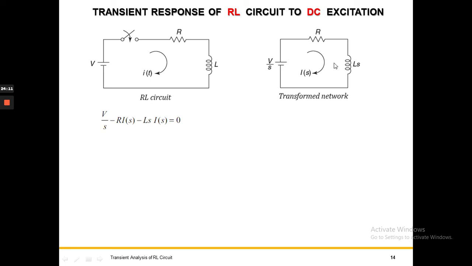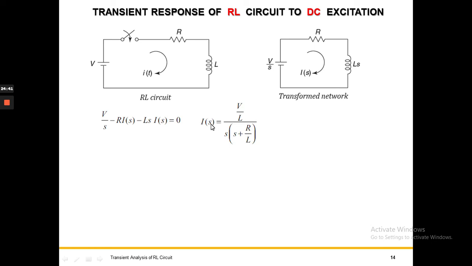Then write down the KVL. In the conventional manner, we would be doing the KVL in the time domain. Now we have converted the circuit into the frequency domain. Since it is in a loop form, you apply Kirchhoff's voltage law. Write down this KVL around this loop: the voltage V by s minus the voltage drop across the resistance, R into I of s, minus the voltage drop across the inductance, the inductive impedance L into s into I of s, should be equal to 0.